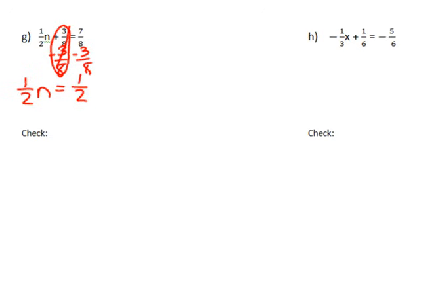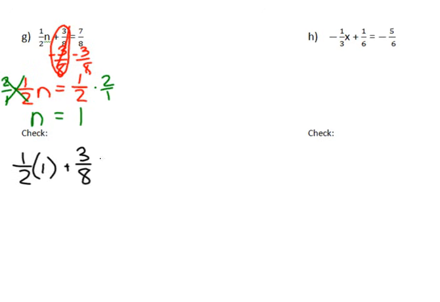Okay, now to cancel out multiplying by 1/2, I'm going to multiply by the reciprocal, which is just 2, or 2 over 1. So that cancels to 1, so we just have n, and 1/2 times 2, or half of 2, is also 1. So we can go ahead, plug that back in, 1/2 times 1 plus 3/8. We'll see if that equals 7/8.